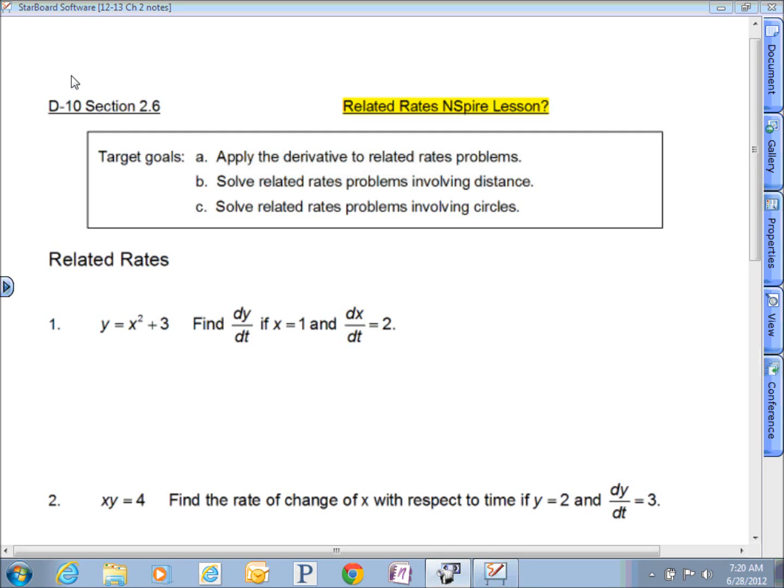Okay, when are we ever going to have to use this stuff, Mr. Perkins? What are we doing with all these derivatives? There's got to be a reason. We can't just be finding them to find them. And you're right, and that's exactly where we're going to get started with today.